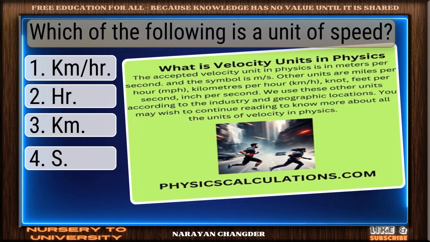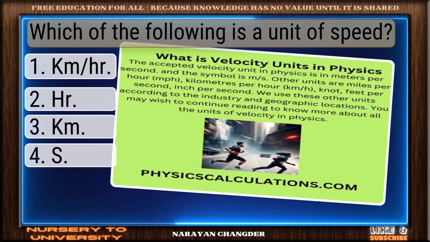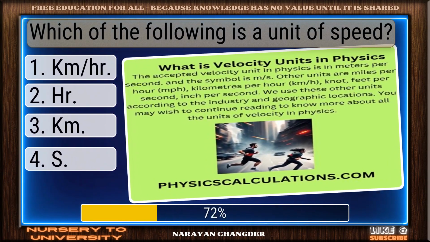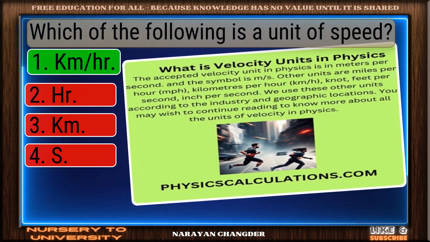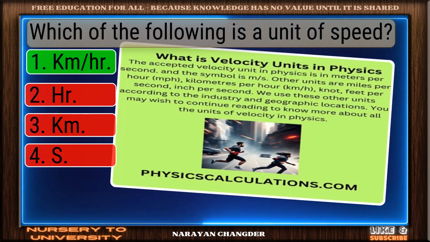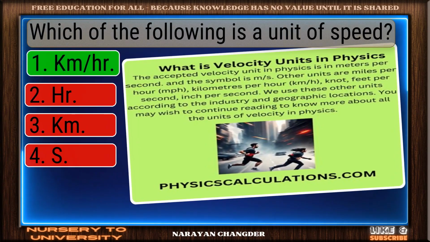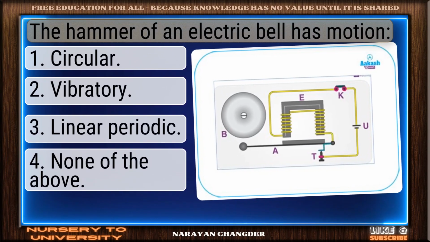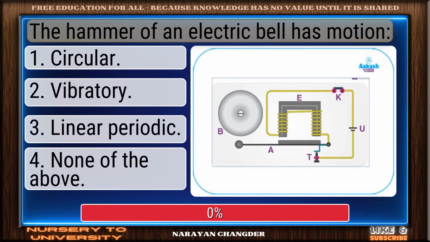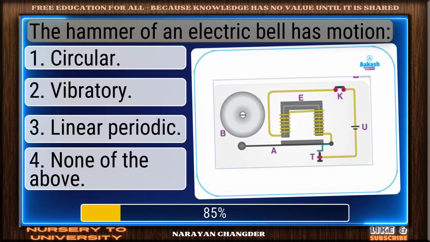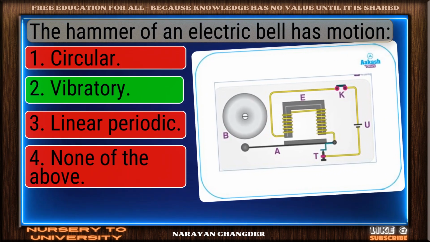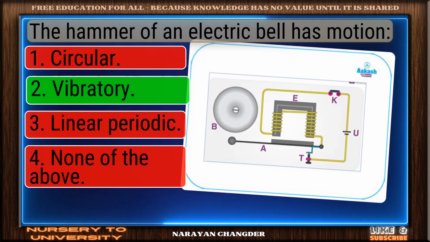Question number 71. Which of the following is a unit of speed? Exactly. km/h makes sense and it is the right choice. Question number 72. The hammer of an electric bell has motion. Good thinking. Vibratory is the right answer.